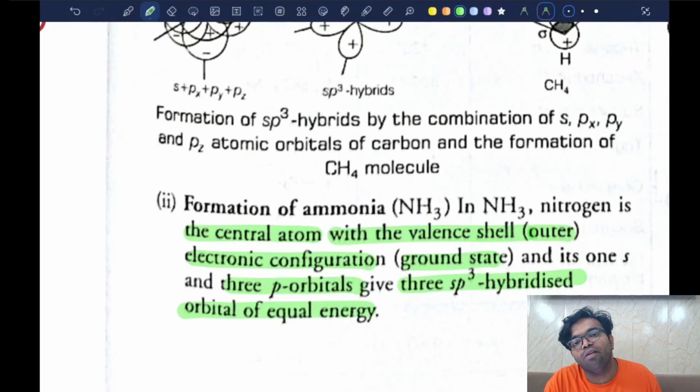Okay, what is the electronic configuration of nitrogen? 1s2, 2s2, 2p3, right? 1s2, 2s2, 2p3. Yeah, 4 plus 3, 7. So the s and the p orbitals are all ready. There is no promotion of electrons required. All the s and the p electrons are going to participate to produce the sp3 hybrid orbitals.